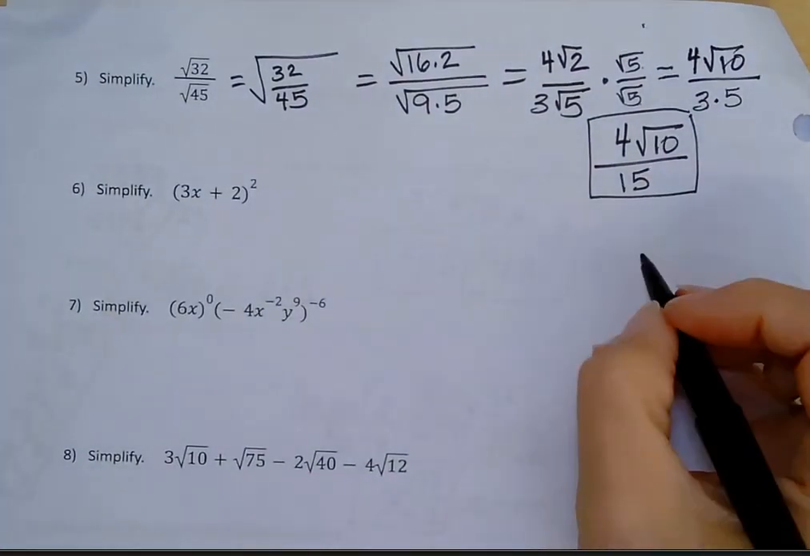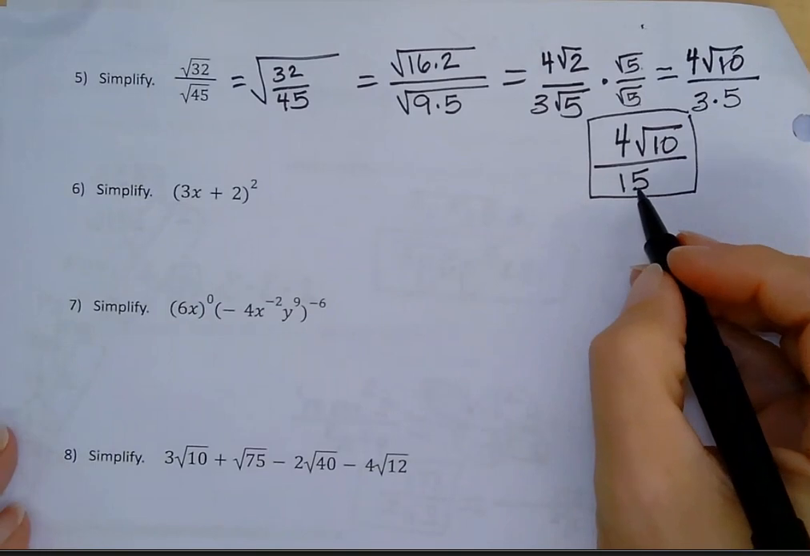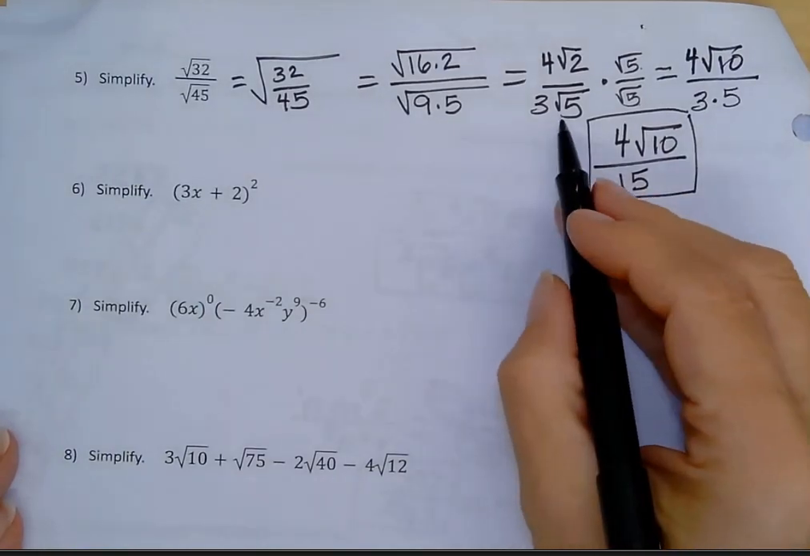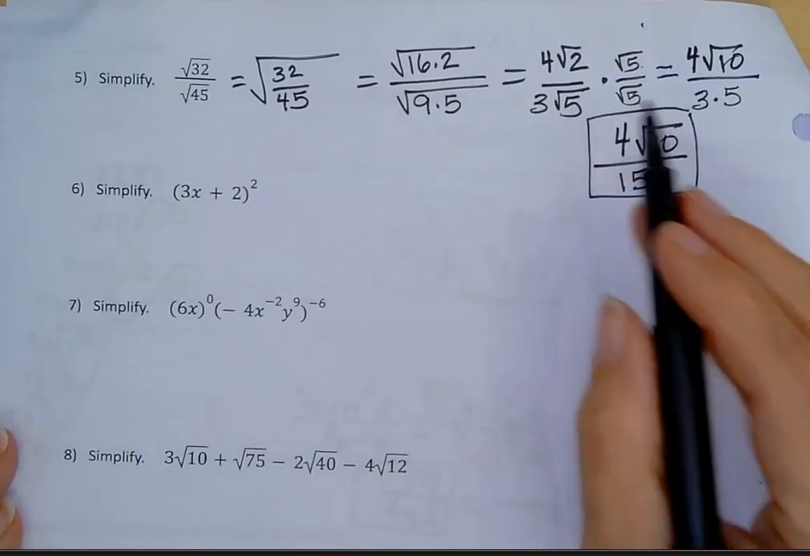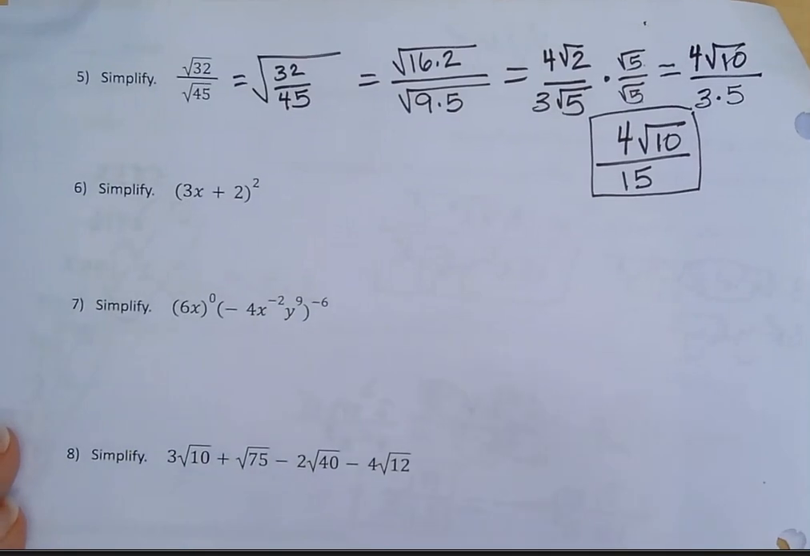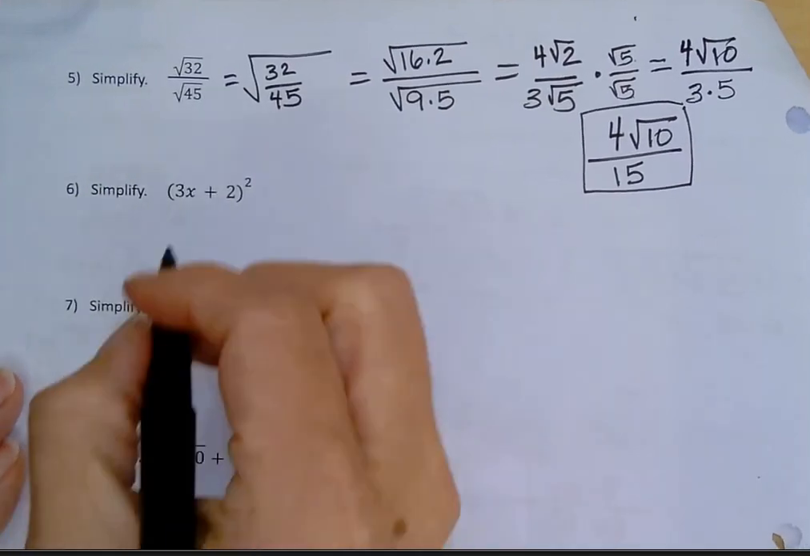Okay, so if you need to make a note on your formula sheet, a reminder that you don't want to leave a radical in the denominator, do that. Put yourself a big star so that you remember to rationalize the denominator. That's what that's called.